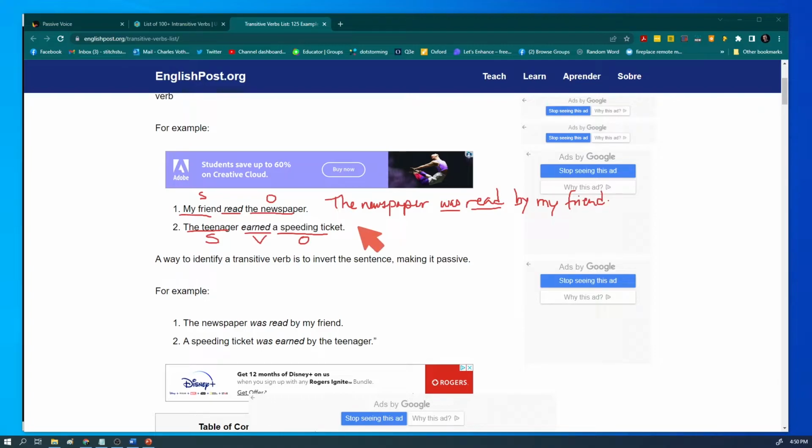Or a speeding ticket was earned. Okay, this story is in the simple past, so then I need the verb to be simple past. Ed, past participle of earned. And then I can say by the teenager. And here are those examples exactly presented below.